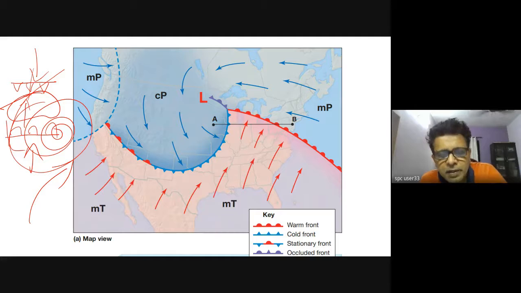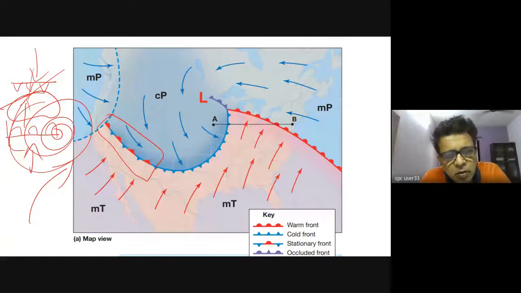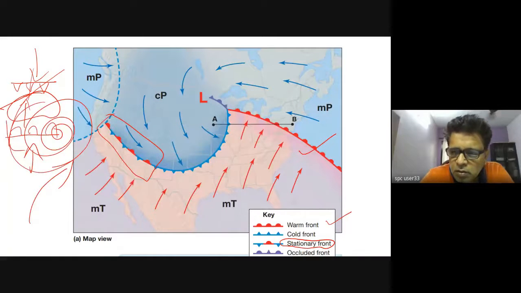Then, what else can you see here? You'll see that you have an alternating part of the warm and the cold front here. Now, what that is going to be called is a stationary front. That's called a stationary front. So this is a warm front. This is a warm front, or let me write it here, warm front.